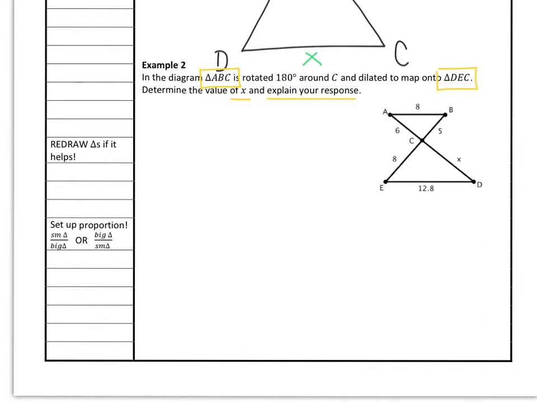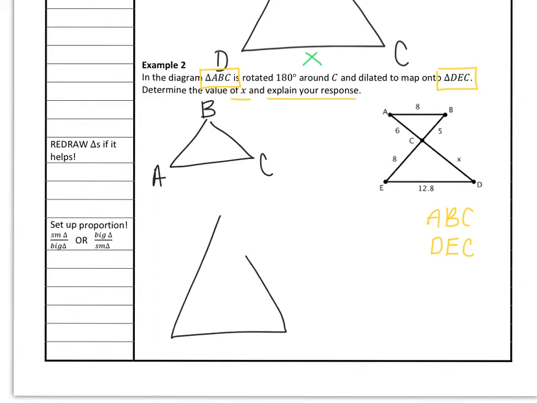So just like I did before, I'm going to first stack my triangles, A, B, C, and then D, E, C. So this is the same exact picture from up above, so I'm going to take a second and redraw the triangles. So my small one, I want it to go A, B, C. I'm going to make my big one and make it go D, E, C.